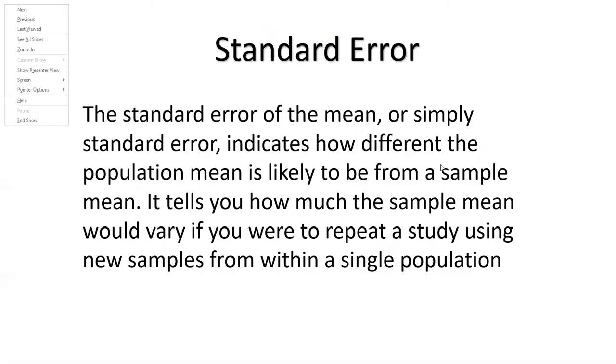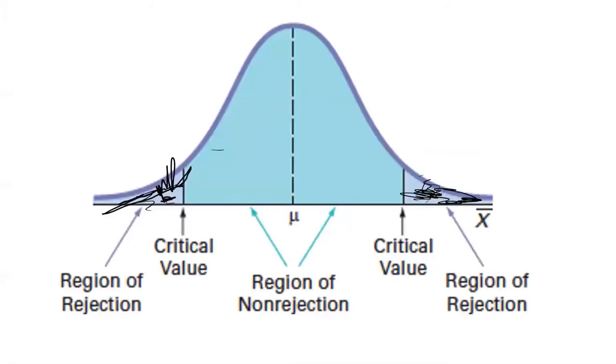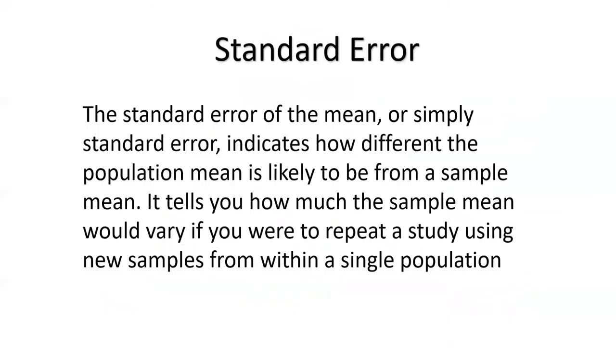Whatever values lie in this region, suppose at this point, whatever the value is there will be called the critical value. And this region, the tails of the normal distribution curve beyond that line, will be called the critical region, that means the region of rejection.